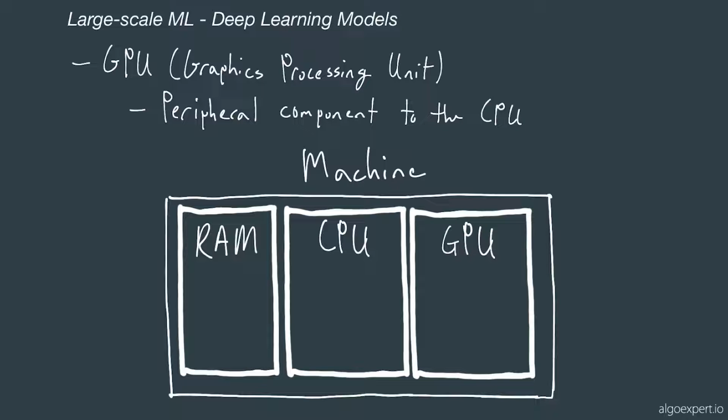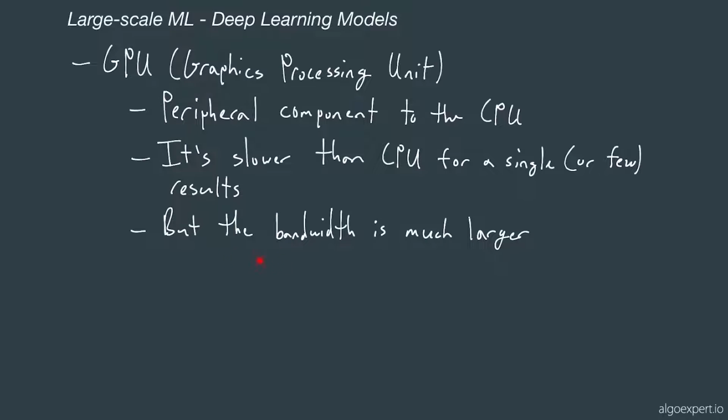Now, unintuitively, graphics processing units are typically slower than performing a calculation on a CPU itself. Let's look at an example. If we have an example in RAM and we send that example to the CPU, we have to then send that example to the GPU. The GPU would then calculate that gradient. It would pass the gradient back to the CPU and pass that back to the RAM. So what's the actual benefit here? Well, the bandwidth is much larger. So even though it's slower than a CPU would be for a single example, we can do many more examples at a single time.